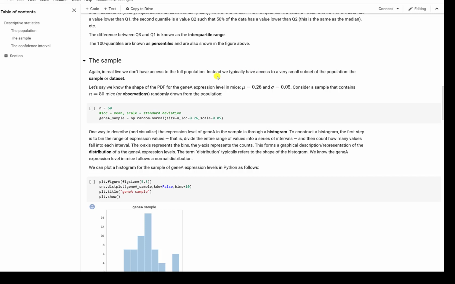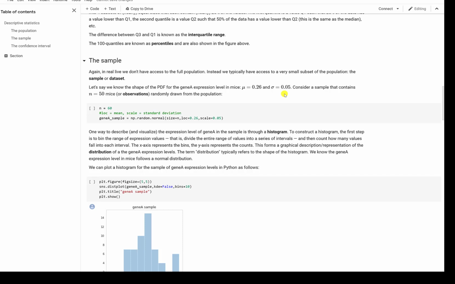So, like I'm saying here, we have only a very small subset of the population, which we call a sample, sometimes also referred to as a data set. So let's go back to our example. We have our gene A expression levels in mice, and let's say that we know that the mean expression level in the full population is 0.26, and the standard deviation in the full population is 0.05. From these values you can already picture the shape in your head based on the information that I just told you.